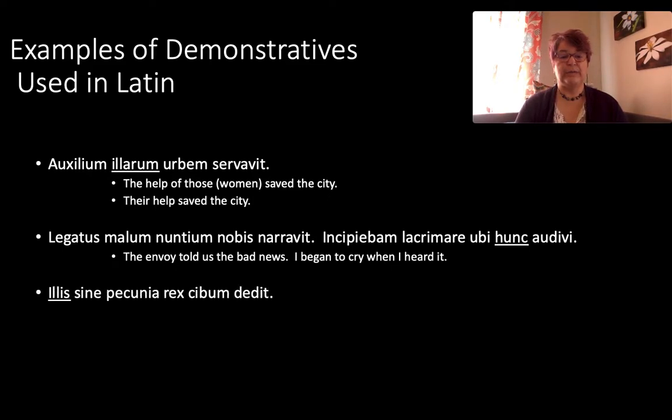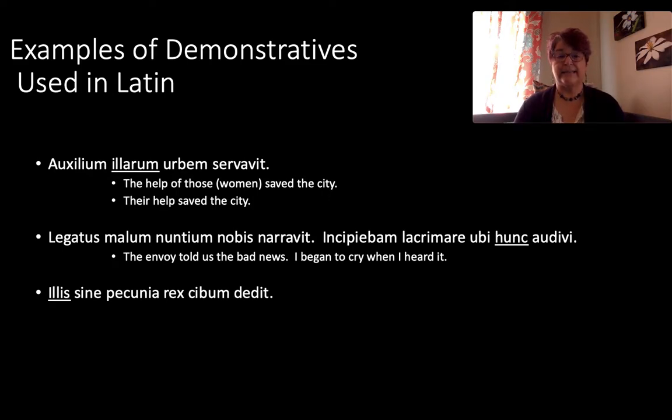Illis sine pecunia rex cibum dedit. Illis, you'll notice, is in the dative or ablative plural. No other noun in that sentence is in the dative or ablative plural, and that's how I know that it is being used as a pronoun. In the absence of context, I can simply interpret the ending to mean people, because it is both masculine and feminine. And again, without context, I don't know if I'm talking about men or women, so I could just say people, which might mean both.